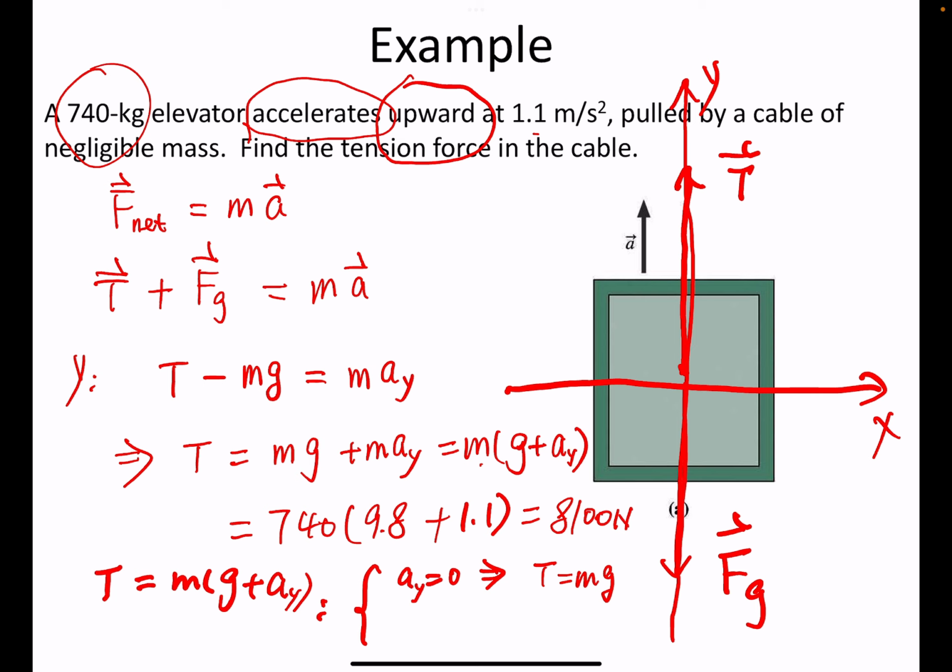Okay, now if a_y is negative g, which means the elevator is going down with acceleration g, tension is 0. The elevator is doing free fall, which is also reasonable, right? So we are confident we got it right.